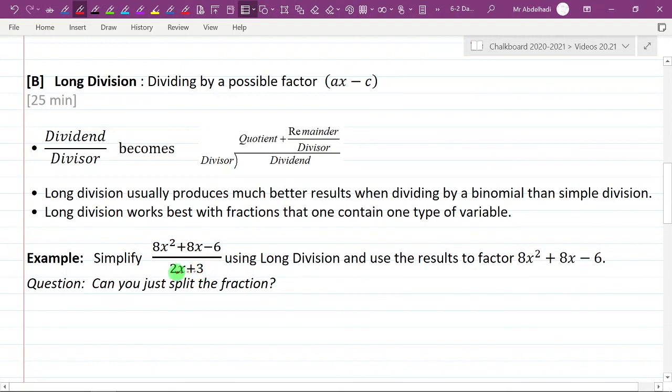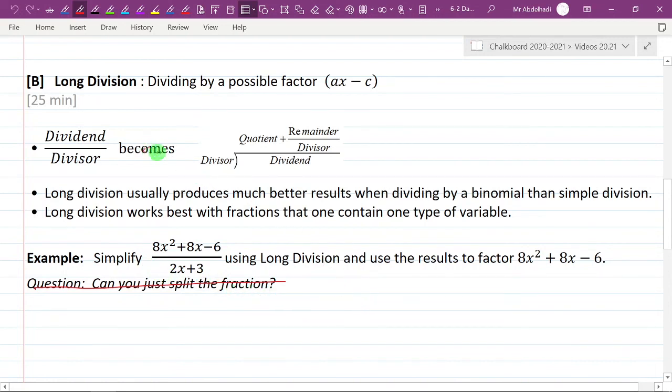So when you have multiple terms in the denominator, splitting the fraction does not work very well. I'm not saying it's impossible, it just works really poorly and gives you an answer that is unrecognizable. So, can you split the fraction? You can, but we're not going to. We're going to use some other method here. Since we can't split the fraction, we're going to have to use long division.